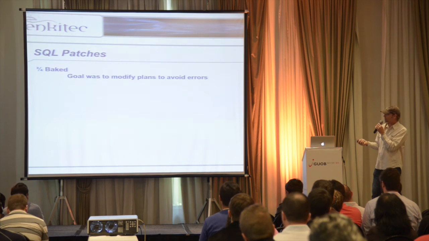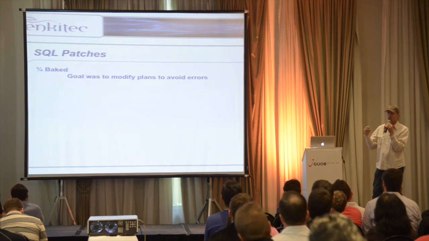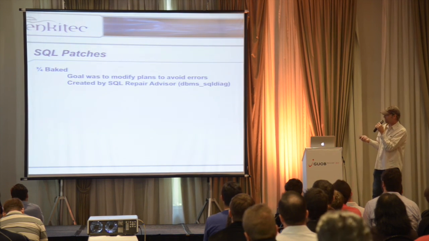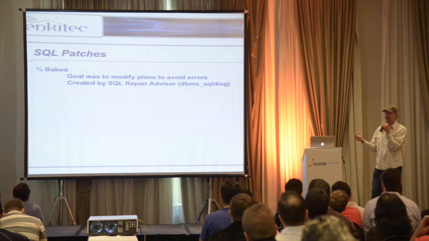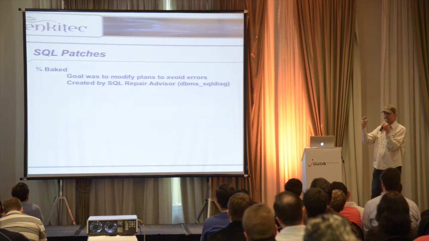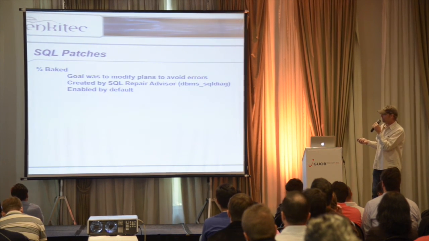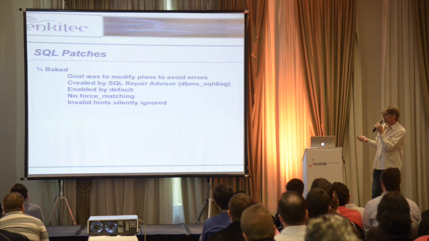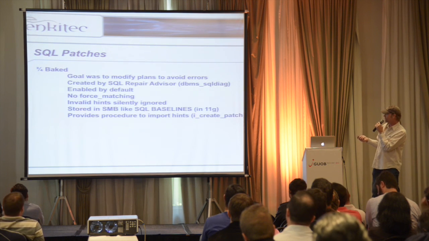Okay. SQL patches is basically, the goal was to modify plans to avoid errors. So they're designed to be created by the repair advisor. So if you ran a SQL statement and got an error, sometimes it could be an optimizer error, and sometimes you could avoid it by applying a hint to say, don't do that thing, whatever that thing was. All right, so that's what it was created for. They are enabled by default. They don't apply to multiple statements, only to a single one. The invalid hints would be silently ignored. They're stored in the same place.